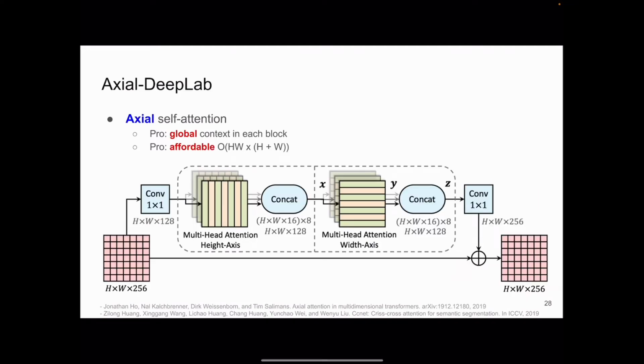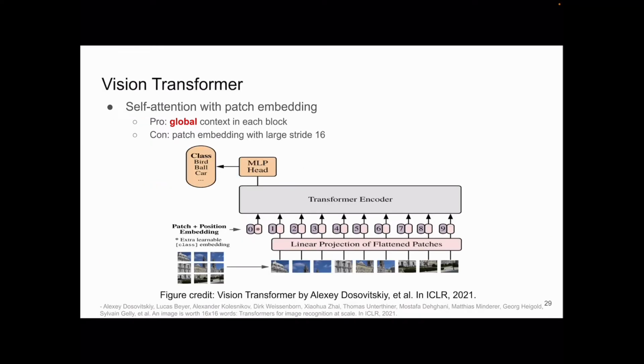To make the local self-attention non-local, we propose the axial attention block. It consists of two axial attention layers, operating along the height and width axis sequentially. It ensures both global connection and efficient computation. Another interesting related work is Vision Transformer, which is also a standalone self-attention model by applying patch embedding with a large stride 16.